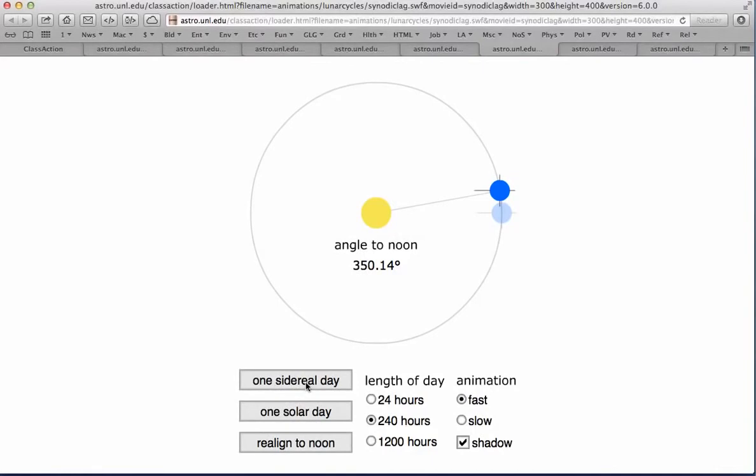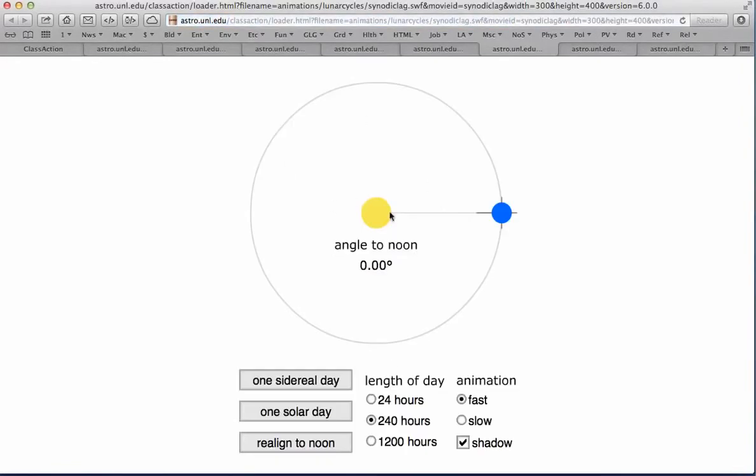The difference between a sidereal day and a solar day. Let's do a sidereal day first. Let me reset this. For the Earth to go around one time, let's say we have a really tall flagpole here, and we want to go around 360 degrees. Let's do it. We just went around 360 degrees.